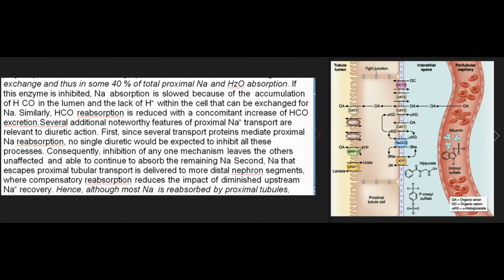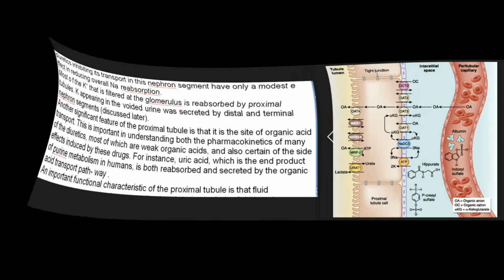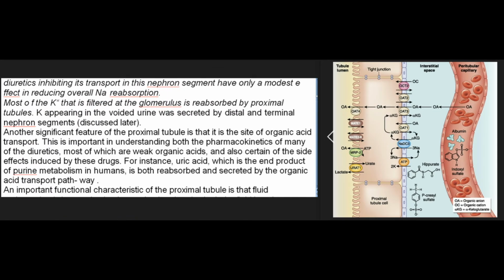Second, Na that escapes proximal tubular transport is delivered to more distal nephron segments, where compensatory reabsorption reduces the impact of diminished upstream Na recovery. Hence, although most Na is reabsorbed by proximal tubules, diuretics inhibiting its transport in this nephron segment have only a modest effect in reducing overall Na reabsorption.